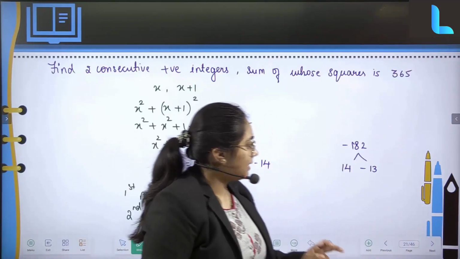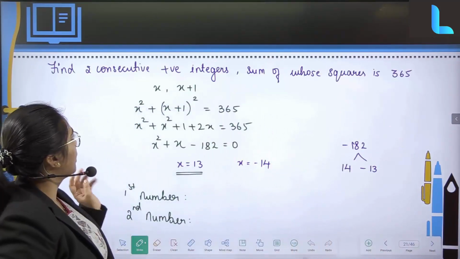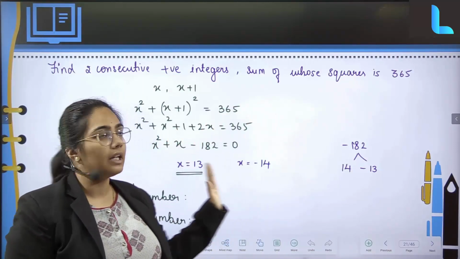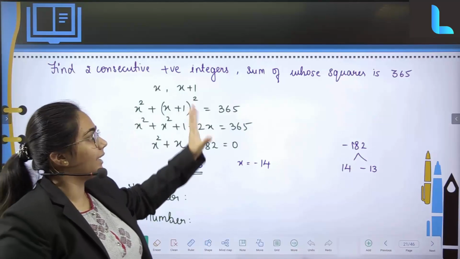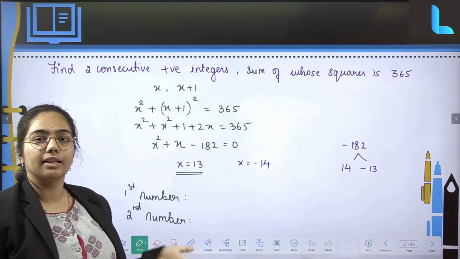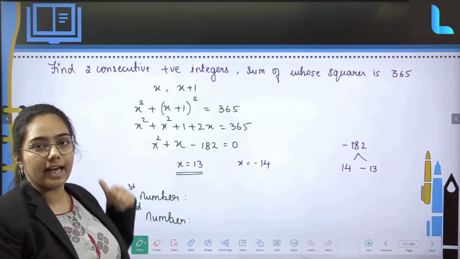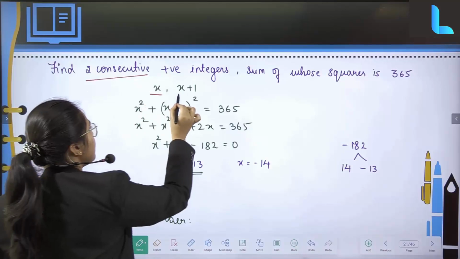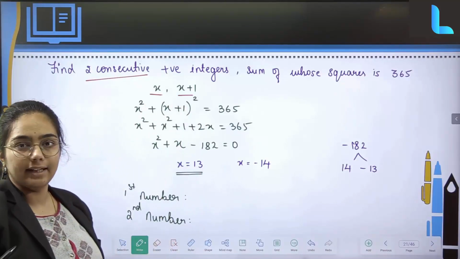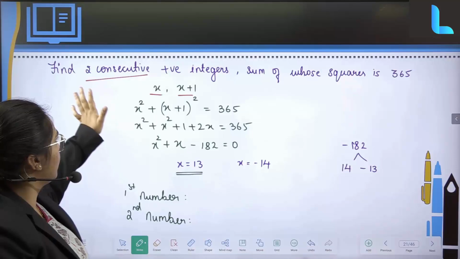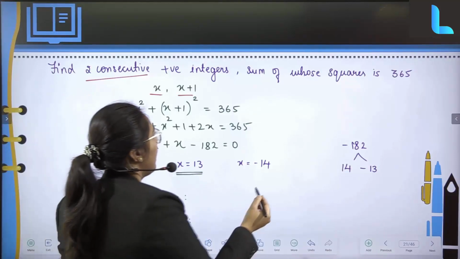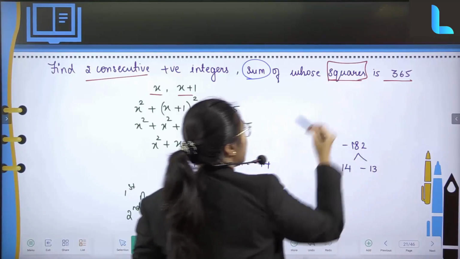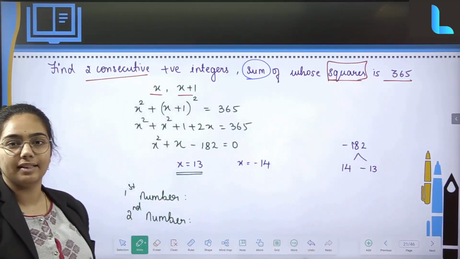Clear? Next question. Find two consecutive positive integers, the sum of whose squares is going to be 365. Usually for a 2 marker, you'll be given two relations, wherein using those you have to find out whatever they have asked for. So two consecutive numbers, as we know, are going to be x and x plus 1, and the other relation is the sum of whose squares. So over here the sum of whose squares is going to be equal to 365.